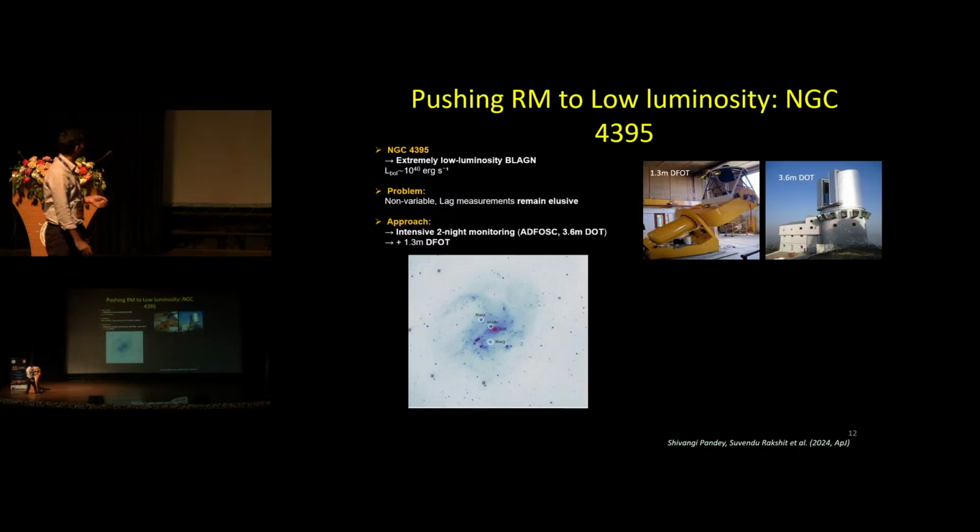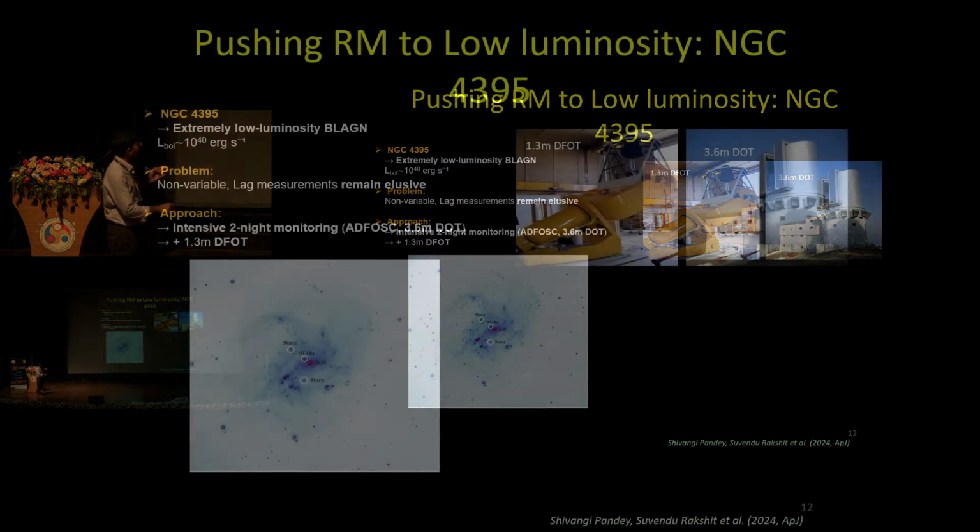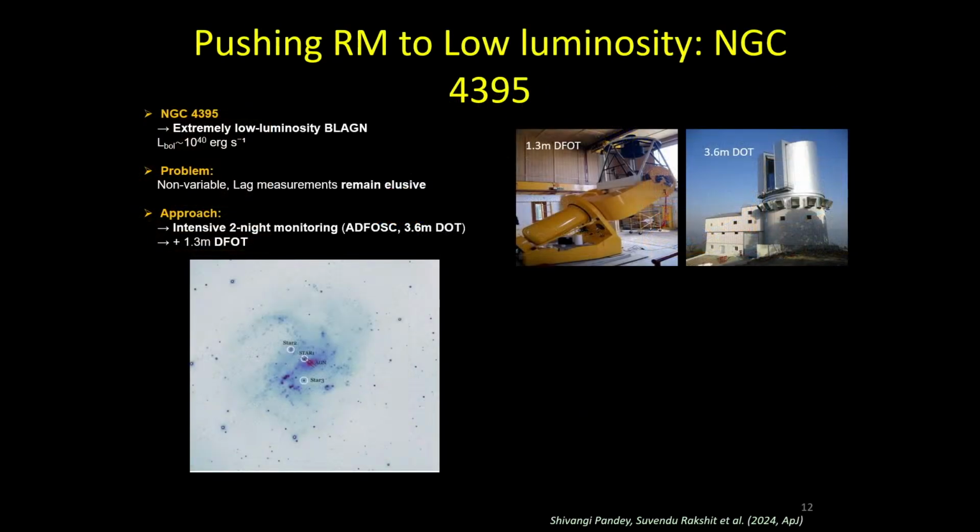So what we did here, I will just give you a simple overview. We thought that in India we have the DOT telescope, the 3.6 meter DOT with spectroscopic capability. So why not use the 3.6 meter DOT and combine it with the 1.3 meter DFOT? This is in our backyard, so you can use that. We continuously monitored NGC 4395 for 2 consecutive nights using the same two telescopes.